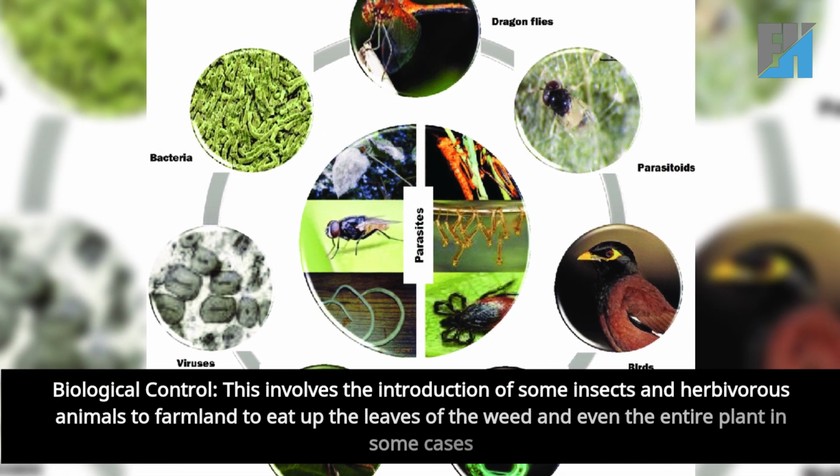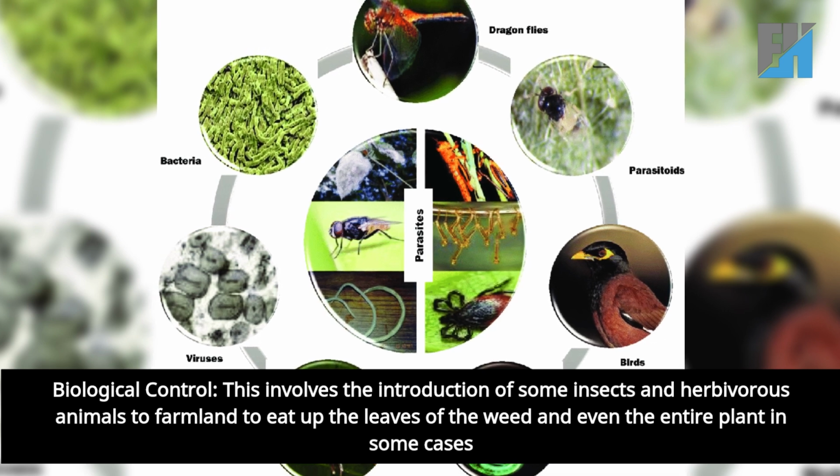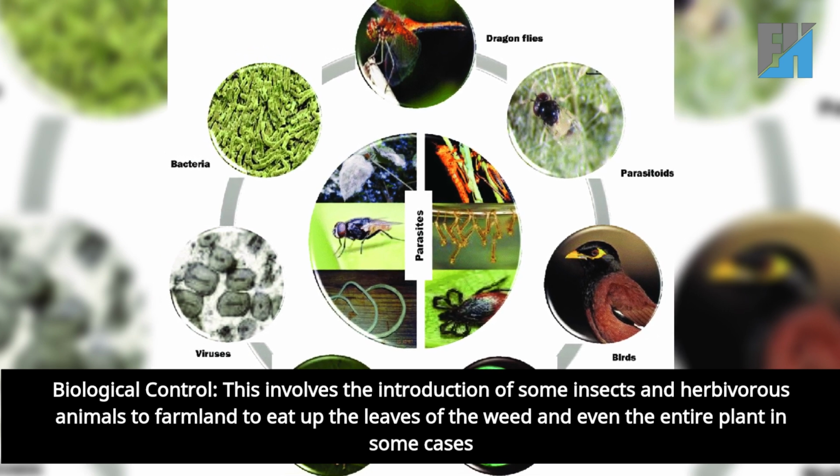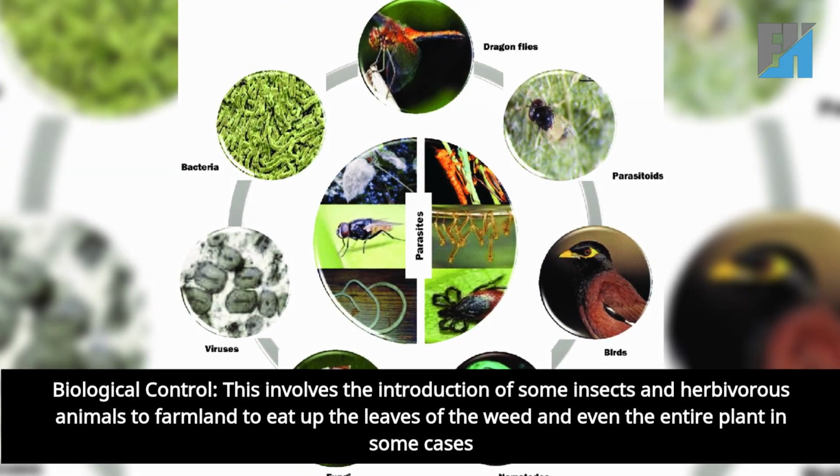Biological control. This involves the introduction of some insects and herbivorous animals to farmland to eat up the leaves of the weed and even the entire plant in some cases.